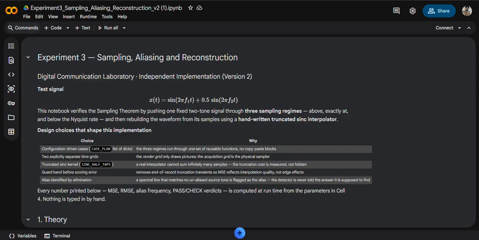Have you ever wondered what actually happens when we take a smooth continuous audio signal, chop it up into digital numbers and then try to glue it back together? Today we are getting hands-on with experiment 3, sampling, aliasing and reconstruction. We are going to push a signal to its absolute limits and look at the actual graphs to see what happens when we sample above, exactly at and below the famous Nyquist rate.